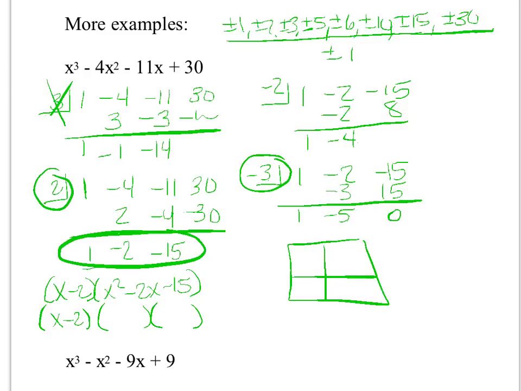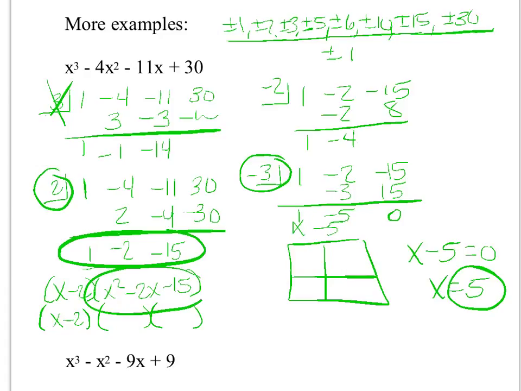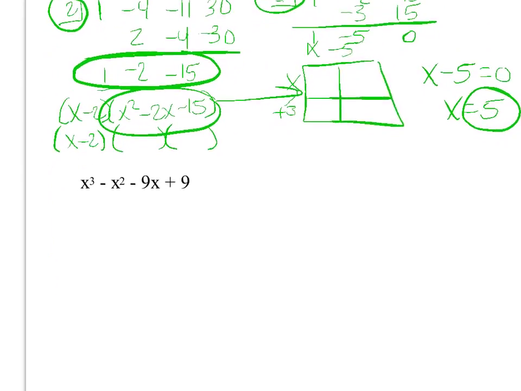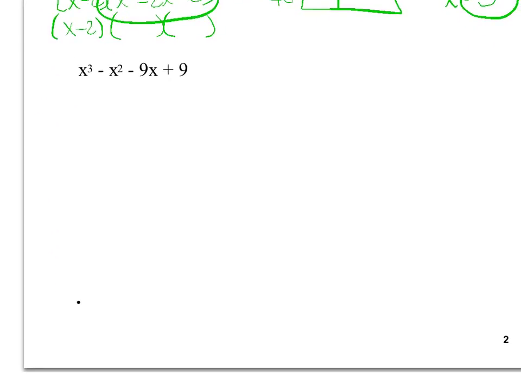Well, I can find that because this is x minus 5. And I can take x minus 5 and set it equal to 0. So then x equals a positive 5. There's my third one. So you have all kinds of ways. I could have taken this and put it in the box and double bubbled, and I would have gotten x plus 3 and x minus 5. Okay, so there's all kinds of ways of doing this. You just need to find your zeros. Do what you feel comfortable with. So here's another one.